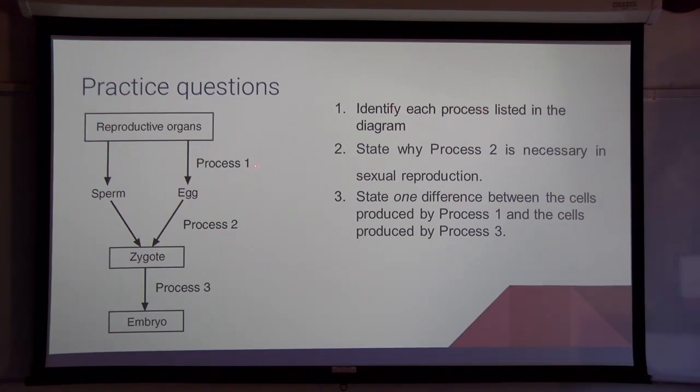Identify each process. That's process 1, 2, and 3. Then state why process 2 is necessary for sexual reproduction. Then state one difference between process 1 and the cell that's produced in process 3. Go ahead. This is on page 4 in your review packet.